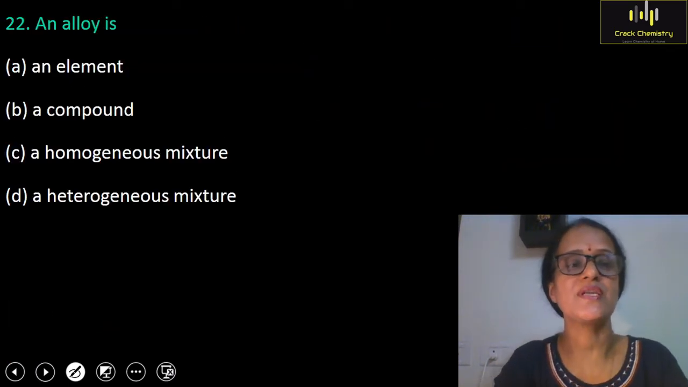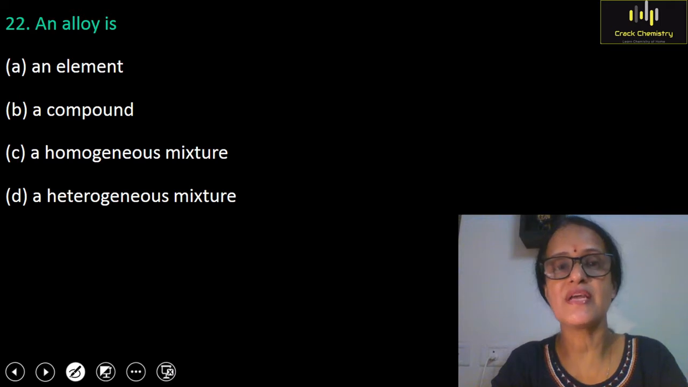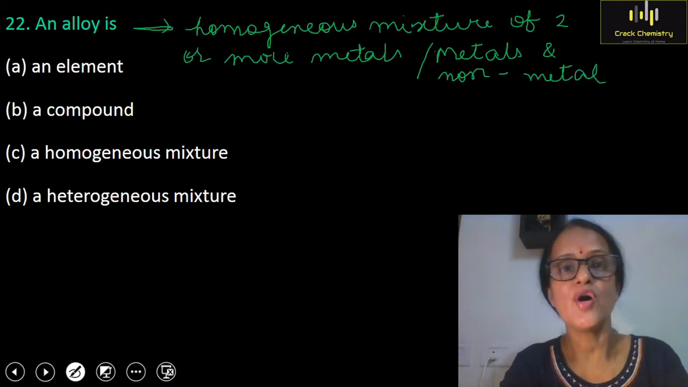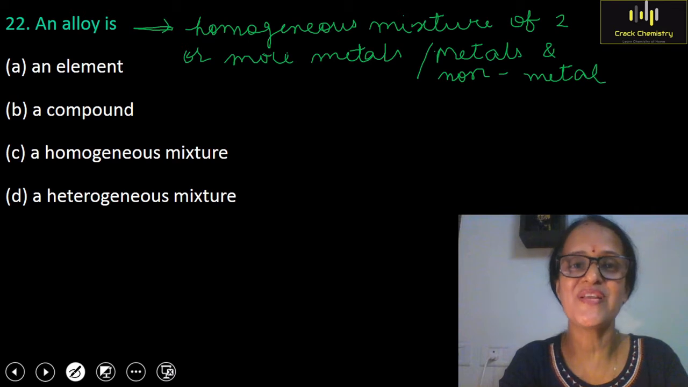Now next question. An alloy is. So they are asking about alloy. So first of all we will see what is an alloy. Alloy is a homogeneous mixture of 2 or more metals or a metal and non-metal. Now we will consider the given options one by one.